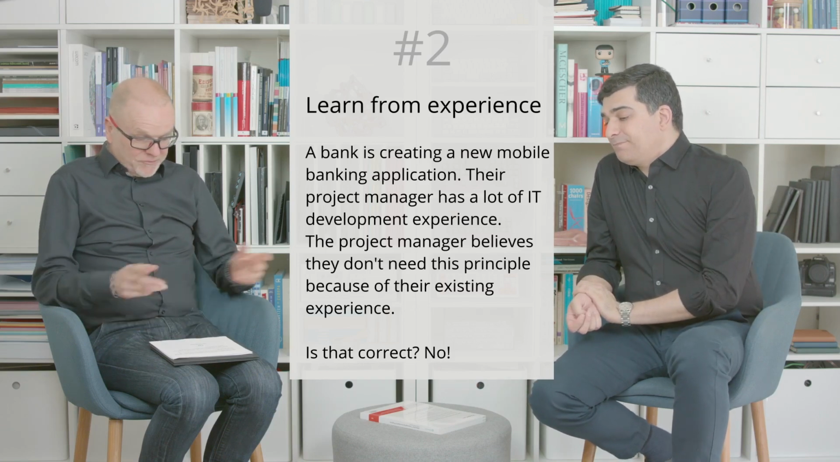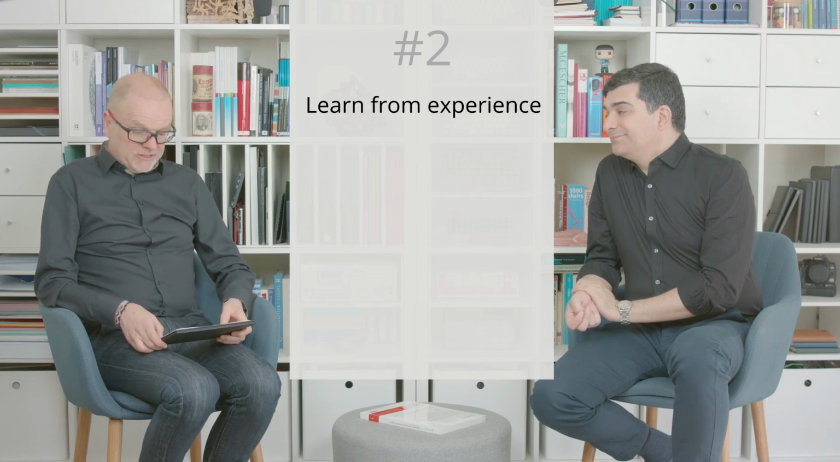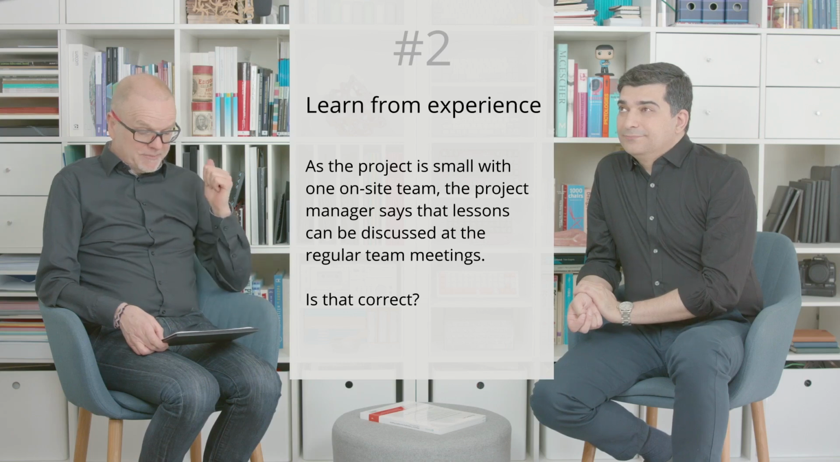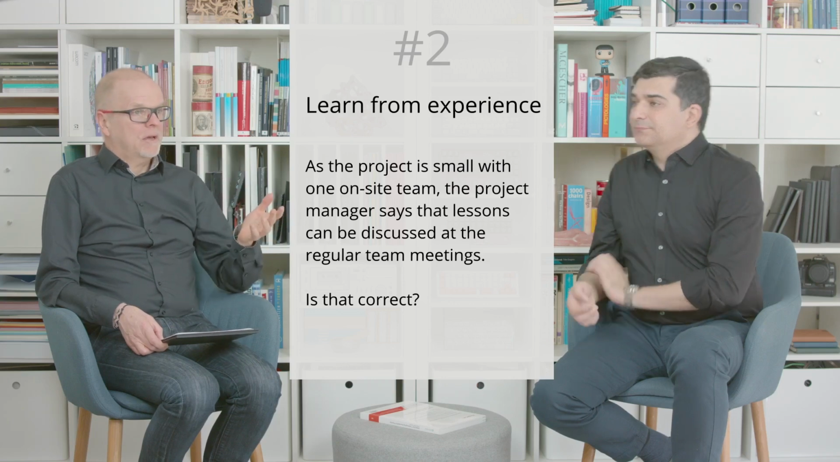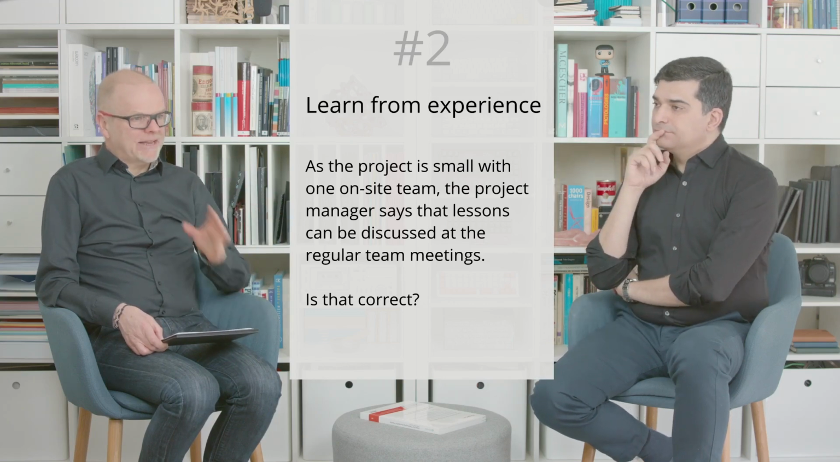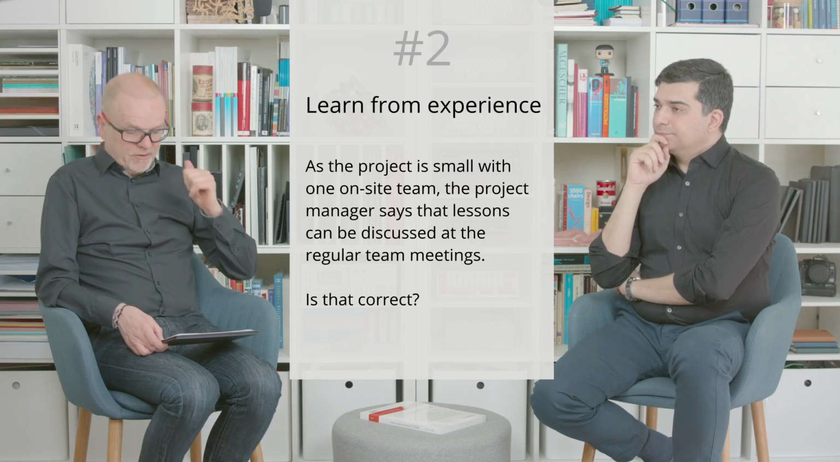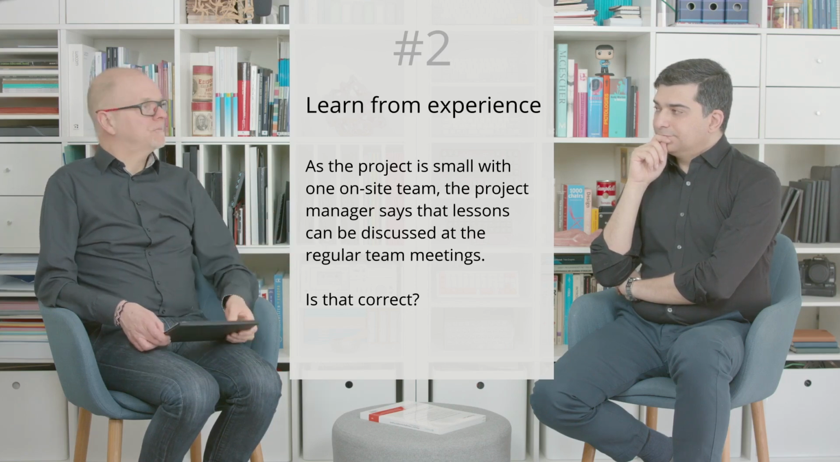Good. Okay, I have to read the next one here. A question: as the project is small with one on-site team, the project manager says that lessons can be discussed at regular team meetings. So less formal and more informal. Is that okay? Like every, let's say, month or every 2 weeks, the project manager can ask, okay, what lessons have we learned? Or should we use a more formal approach?